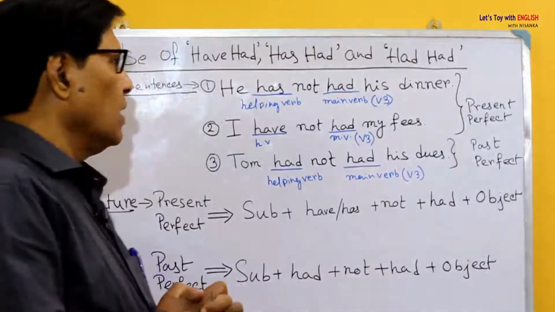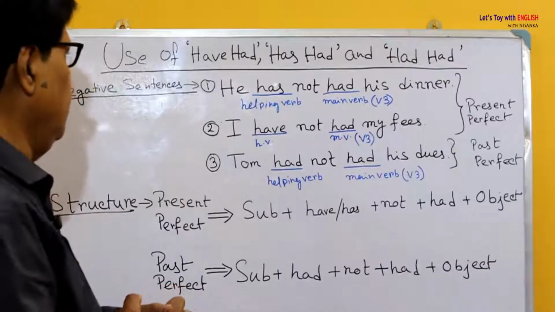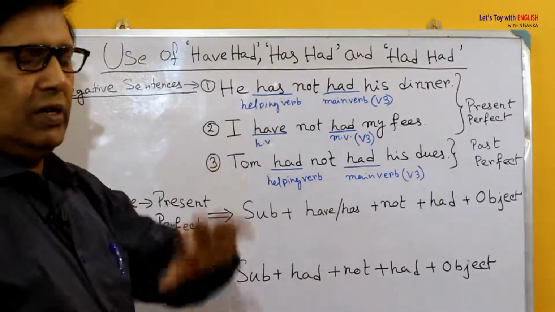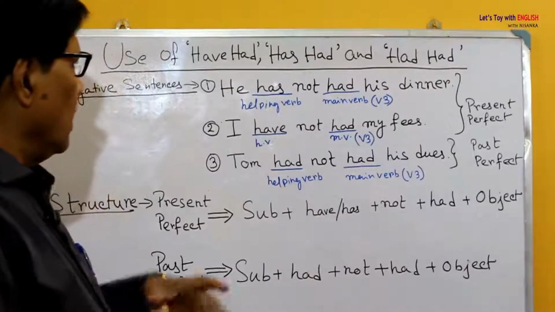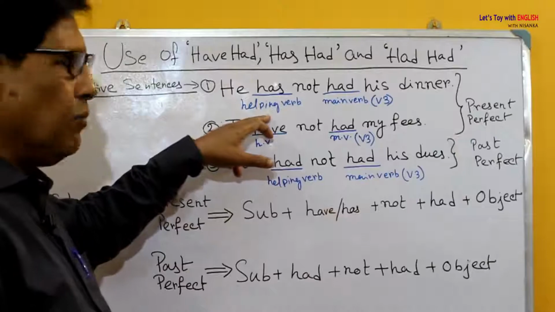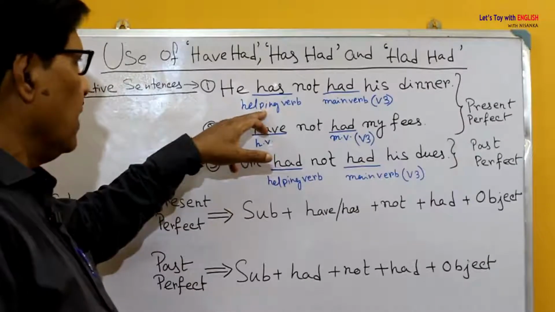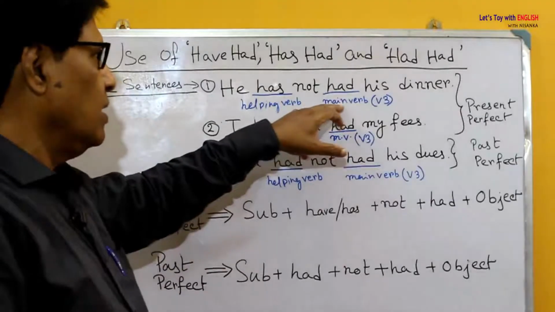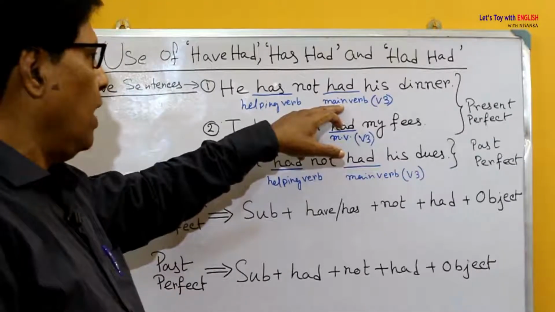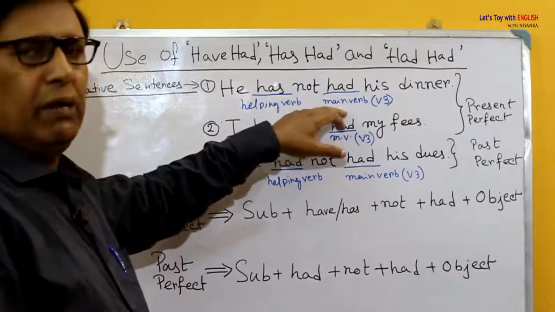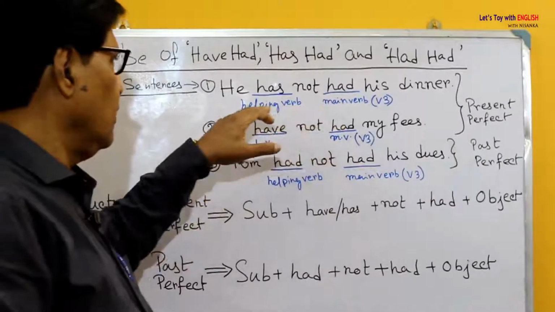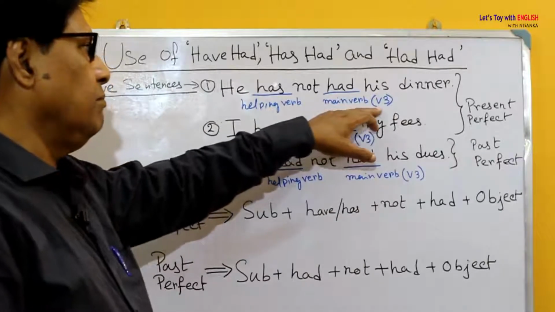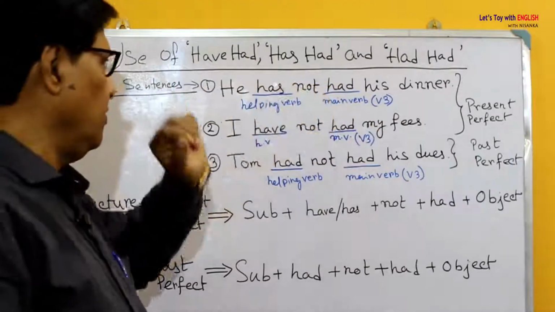Now come to the examples first. The first one is, he has not had his dinner. This has, as I have already told you, is a helping verb, and obviously this had is the third form of the verb have, but it is the main verb. Mind it, this is the helping verb, this is the main verb, and that too V3, that is, the past participle form.